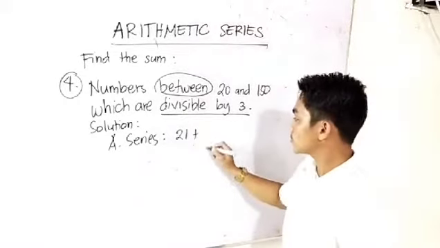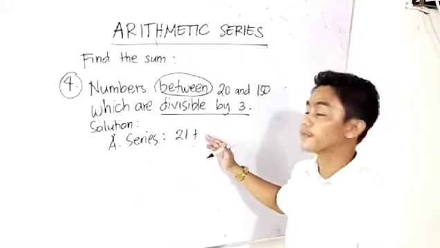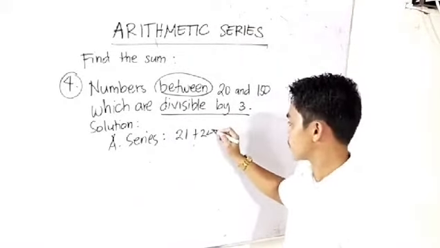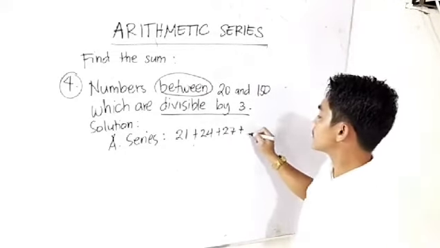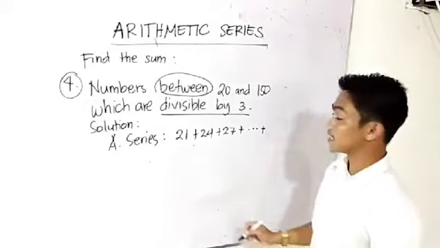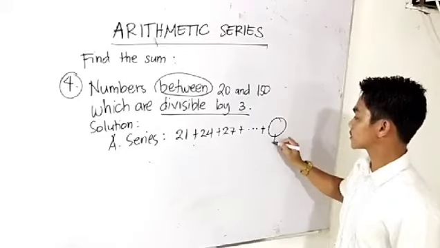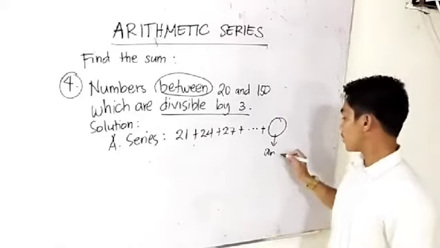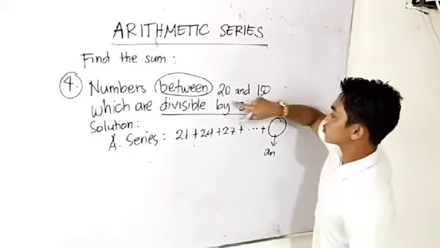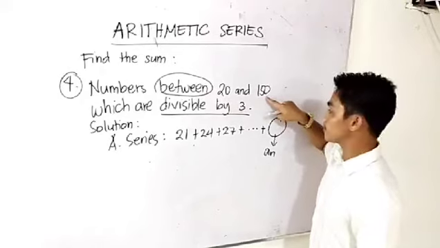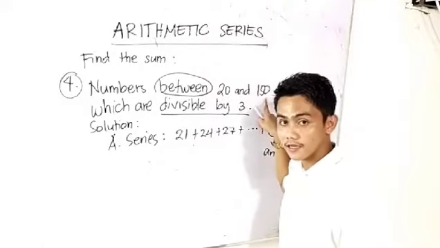Okay, next divisible by 3 is plus 3. 21 plus 3, 24. Next, plus 3, 27. Plus and so on. The question is, what is the last term? Ano ang ating magiging huling term? So, between 20 and 150. Yung 150 ba divisible by 3?